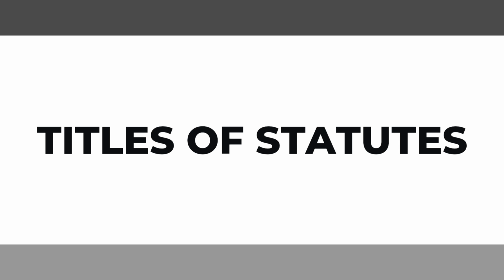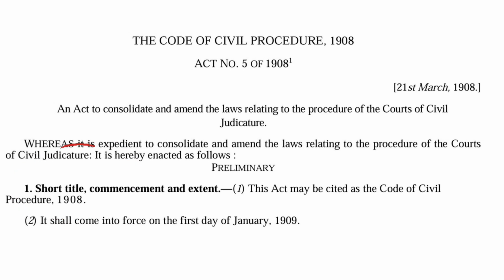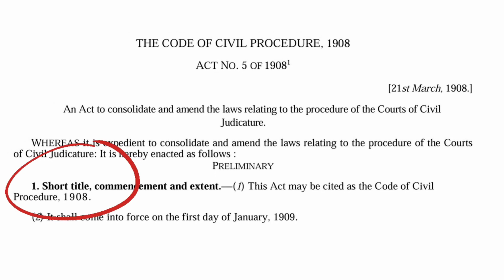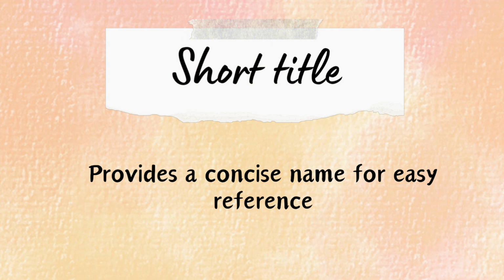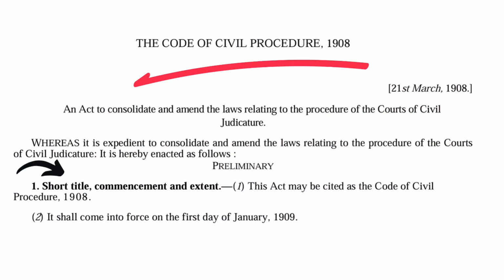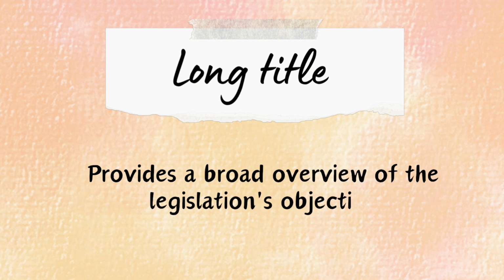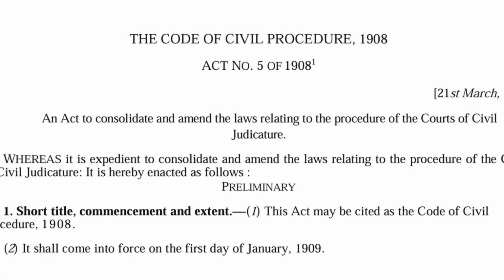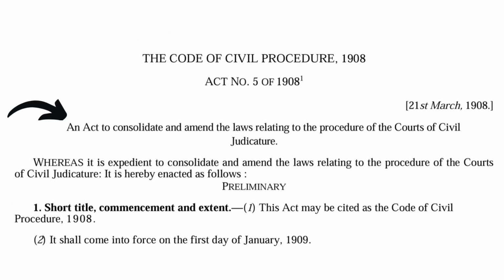Titles of statutes. Titles within statutes serve as important references, providing a general understanding of the legislation's purpose. There are two main types: the short title, which provides a concise name for easy reference, for example, Code of Civil Procedure 1908, and the long title, which provides a broad overview of the legislation's objective. For example, the long title of the Code of Civil Procedure states: an act to consolidate and amend the laws relating to the procedure of the courts of civil judicature.